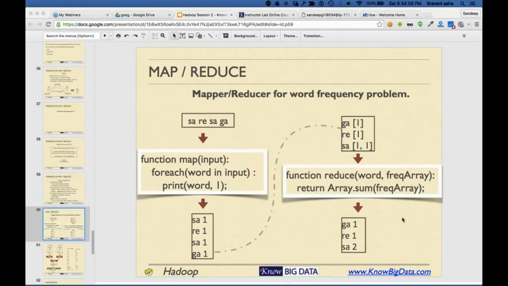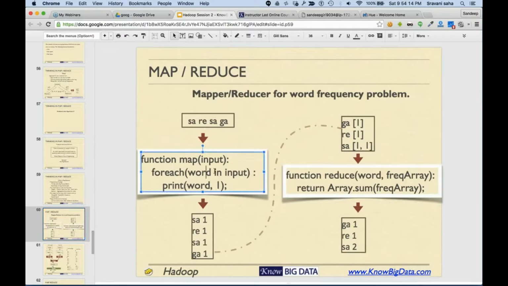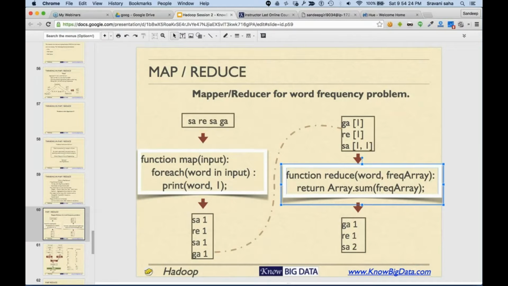So here we go. Imagine for the time being, you see this function here? This is the code you have written. So you tell map and reduce that, hey, here is my code for mapper and here is my code for reducer. And this is the file we are trying to churn.